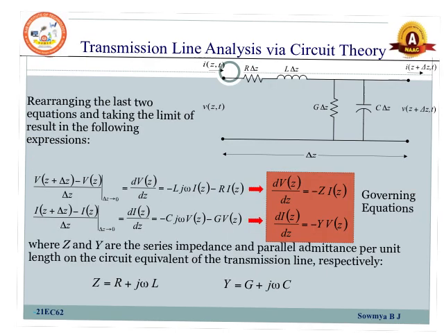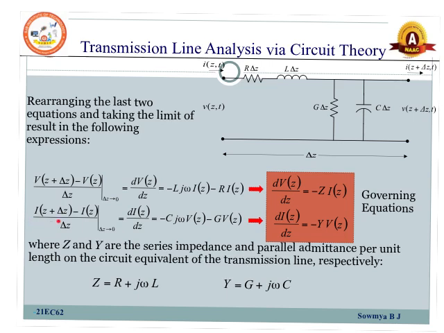Now rearranging these last two equations, and when we take the limit, what we actually get is V of z plus delta z minus V of z divided by delta z, for delta z tending to 0, can be written as d by dz of V of z equal to minus L j omega I of z minus R I of z. This can again be written as d by dz of V of z equal to minus Z into I of z, where L and R are replaced with Z.